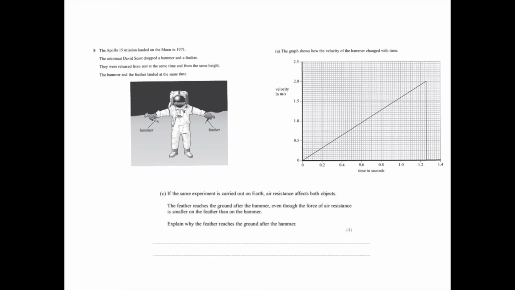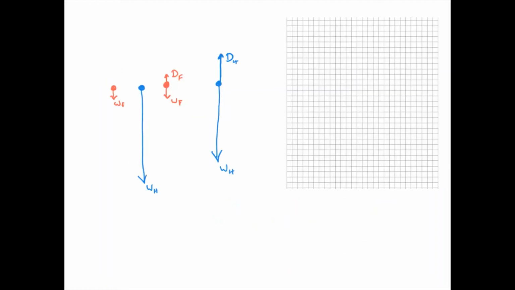Pause the video to think about this question after reading it carefully. Think carefully about the text circled. This question caused a lot of problems for GCSE students. Here we see the feather and the hammer at time 0 and a little bit of time later. The drag forces have become larger.